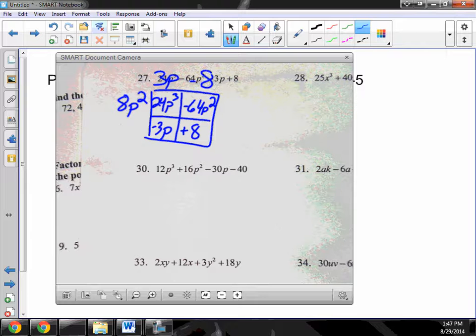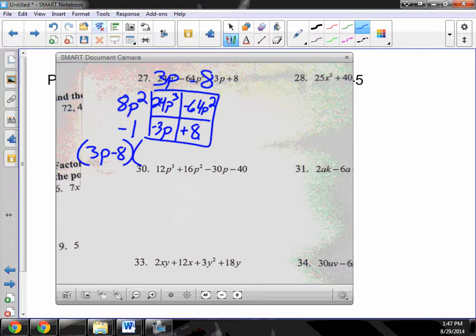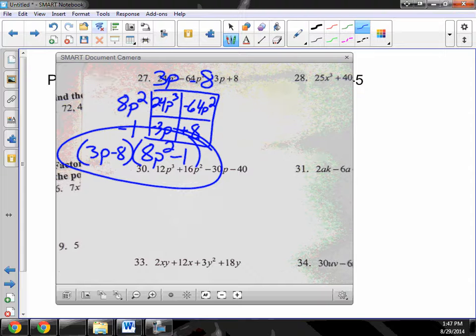If I take an 8p squared out of this, what's left? Negative 8. If I take a 3p out of this, what's left? Negative 1. Is negative 1 times negative 8, 8? Yes, so this one works. If you multiply those two and they don't match, then it doesn't factor. It would be considered prime. So my answer is 3p minus 8 times 8p squared minus 1. Those are the two factors.